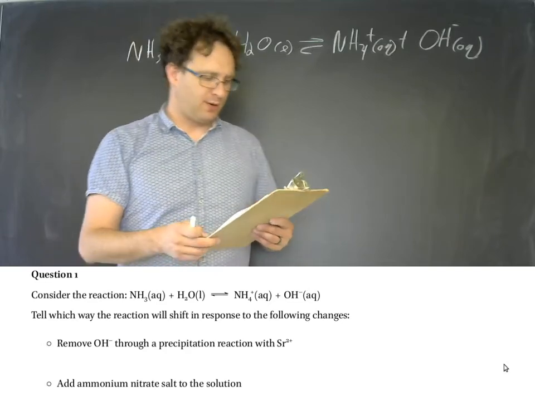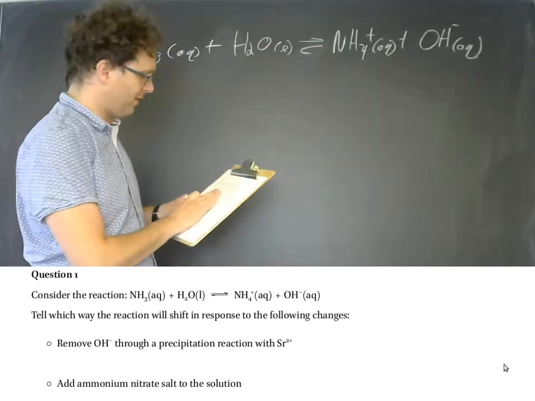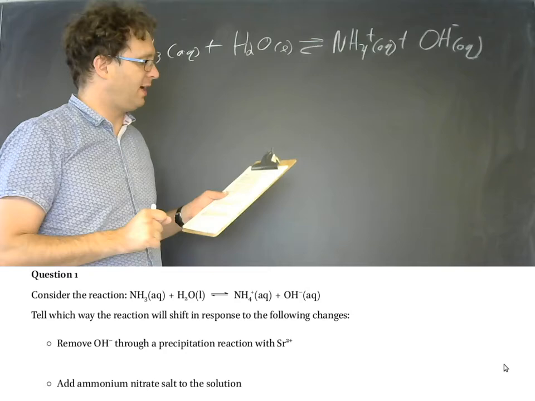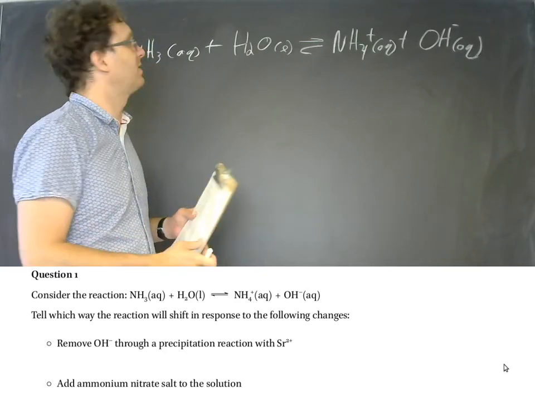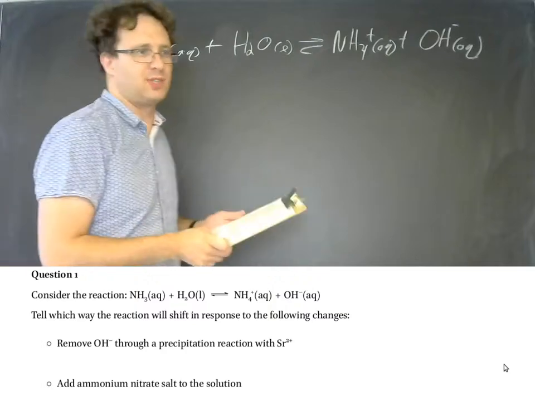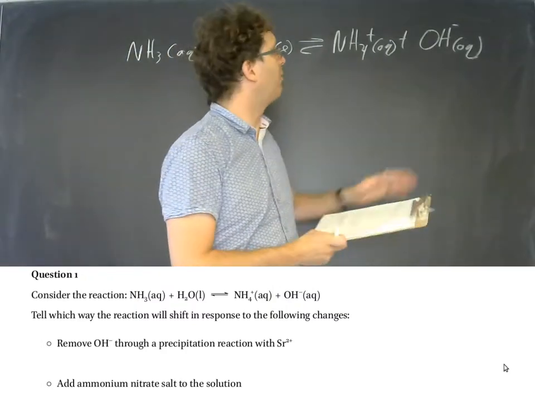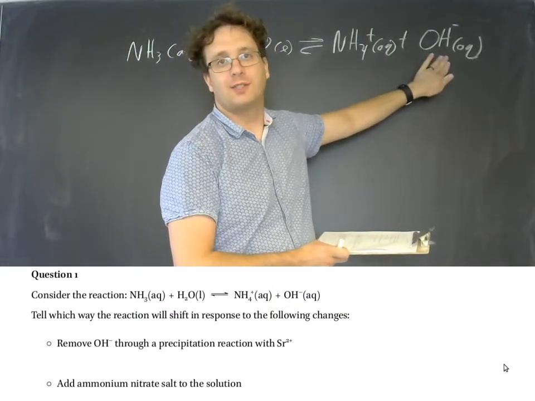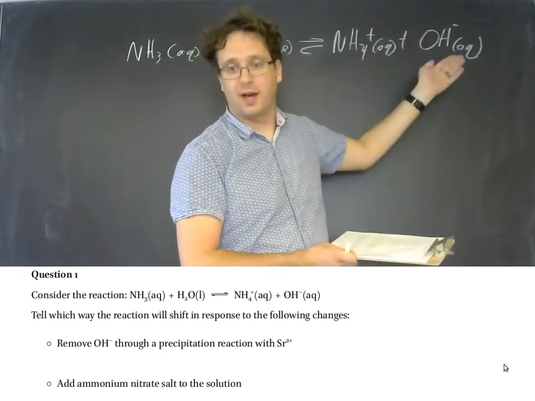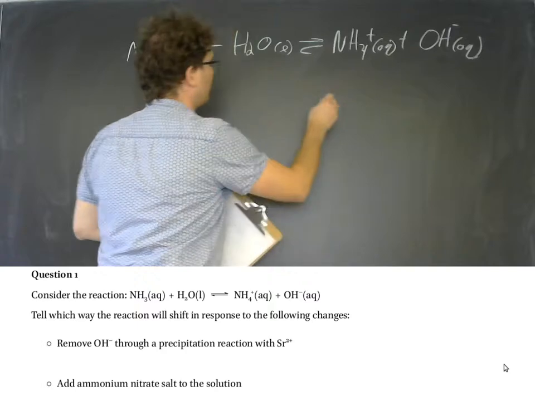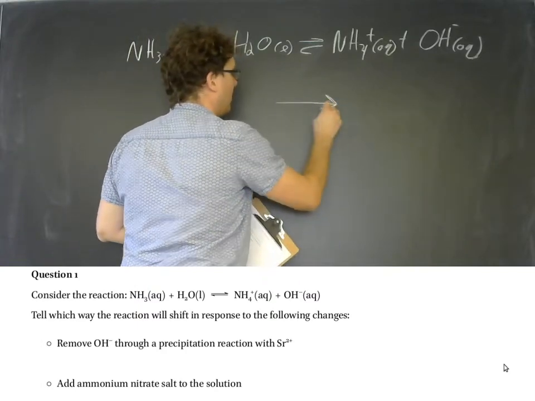So the first one we have here is to remove some hydroxide through a precipitation reaction with strontium 2+. The strontium's just giving the details of how, but if we remove hydroxide here, then the system is going to want to replenish the hydroxide, and so it will shift to the right.